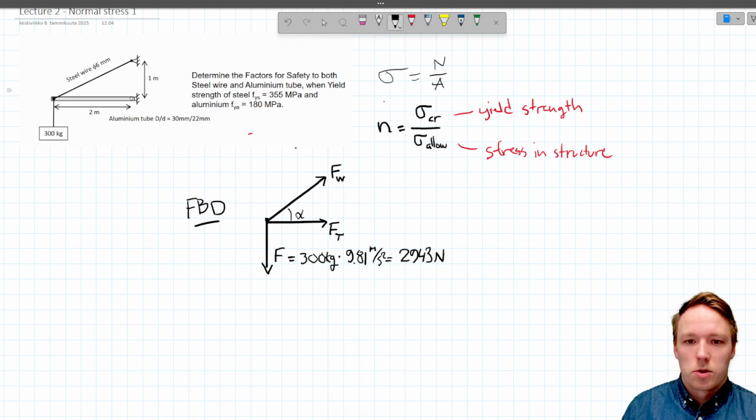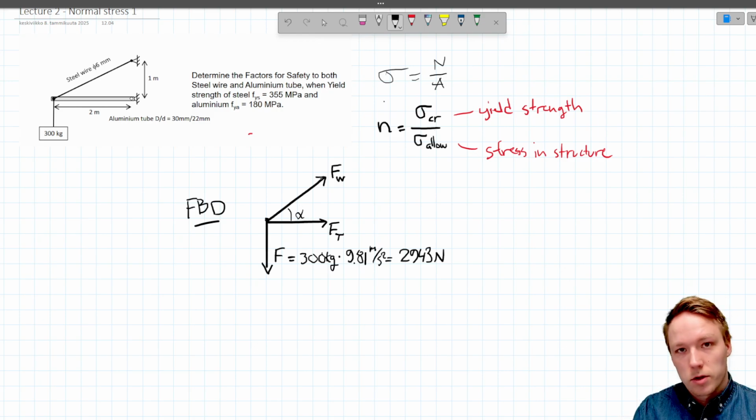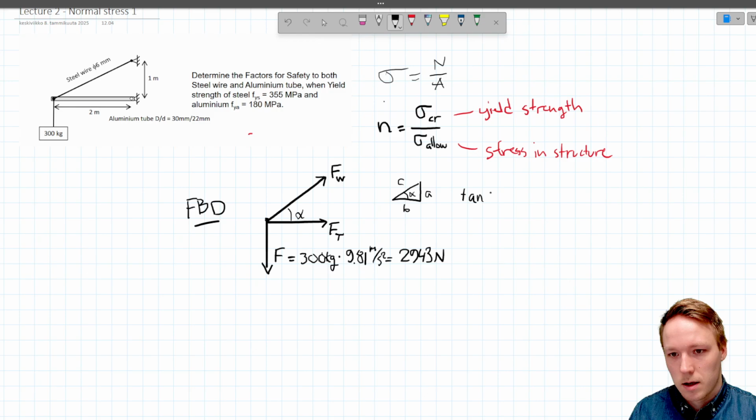Then one thing which we need to solve in this task is the angle alpha, in order to be able to calculate the forces. You should know the basic trigonometry. When we have a triangle with a 90 degrees corner in here, we can call this side C, this side B, this side A, and here is the angle alpha. So tangent alpha is A divided by B.